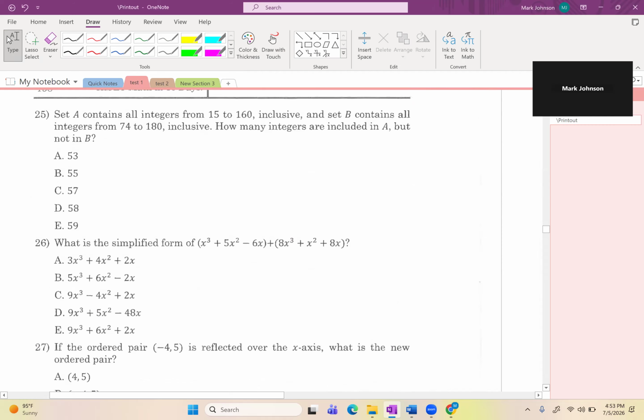Okay. Set A contains all integers from 50 to 160, inclusive. Set B contains all integers from 74 to 180. How many integers are included in A but not in B? Okay.